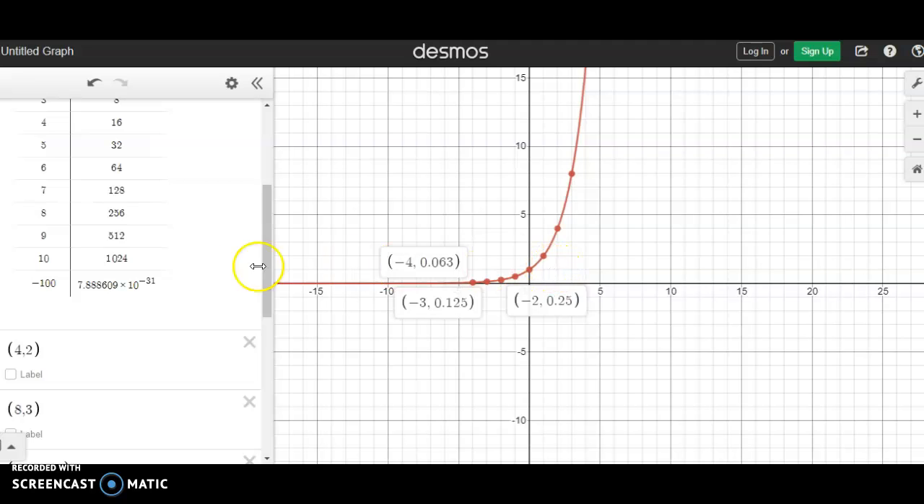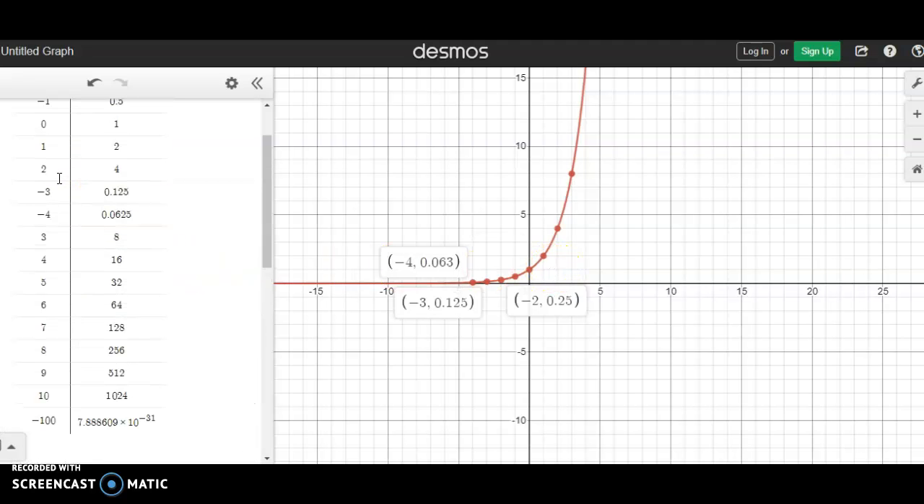On the other side, if you look at the positive values of x, you will see that from here on, the values of y are increasing. It starts small, but slowly it grows into very big values for y. You will see that in the table very easily: 8, 16, 32, because we are doubling them, isn't it?